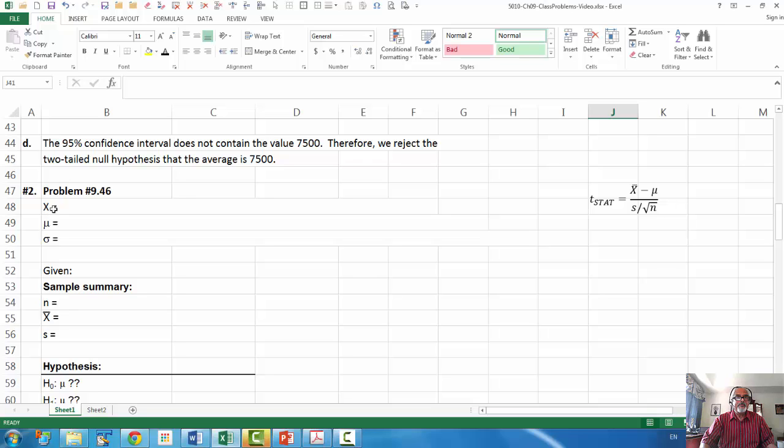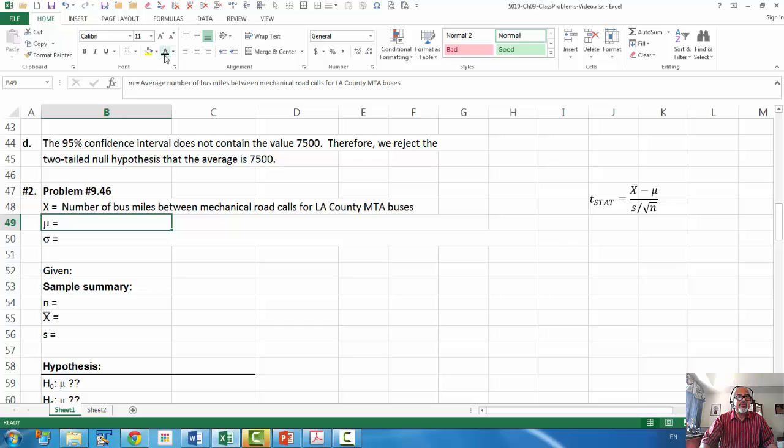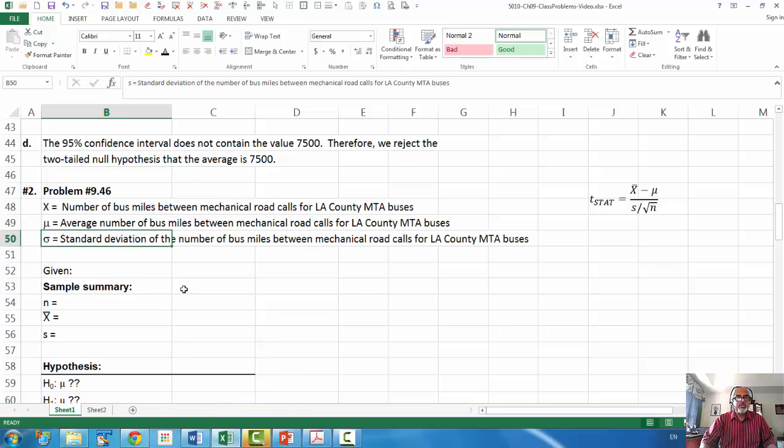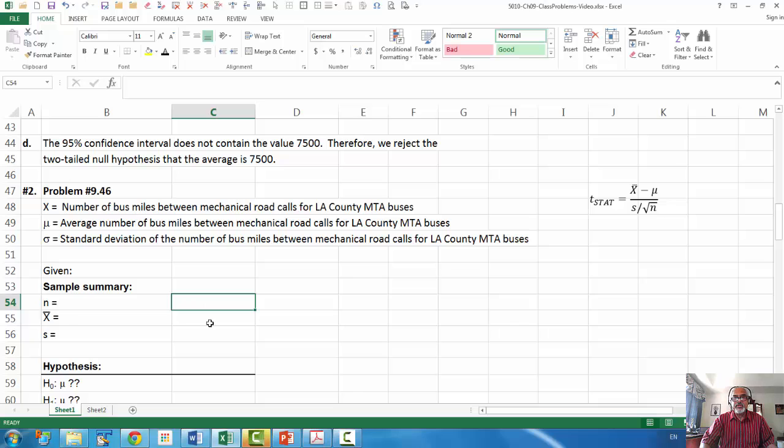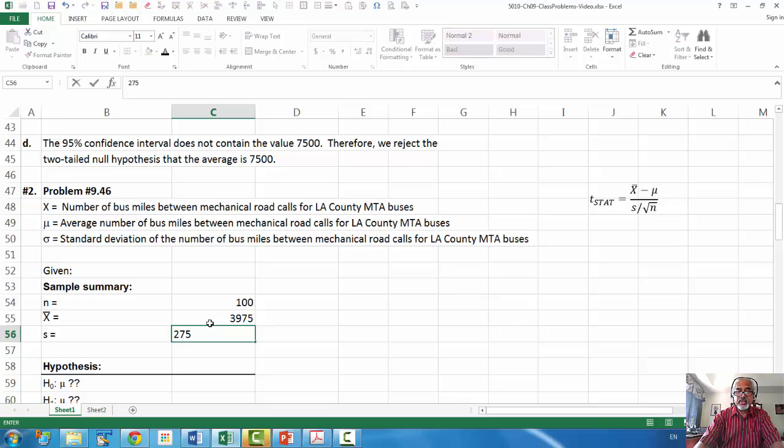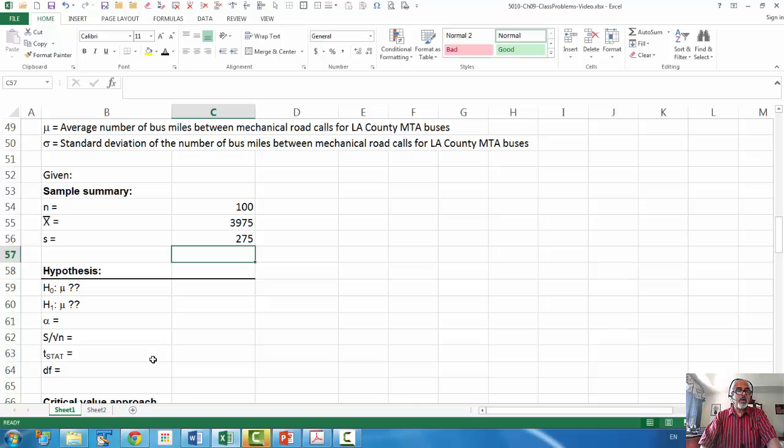So which means first we have to define the parameters. x is the number of bus miles between mechanical road calls. Mu is the average, sigma is the standard deviation. Given that, we have a sample summary of 100 observations. We took 100 random samples, and it turned out that the mean number of bus miles is 3,975 and the standard deviation is 275. Now what is the hypothesis?